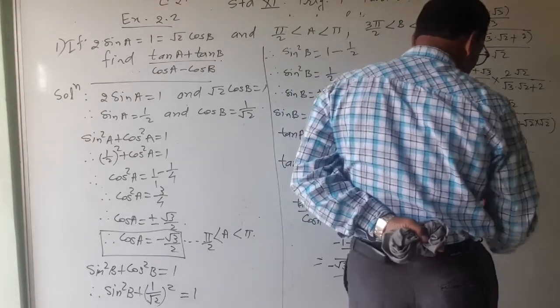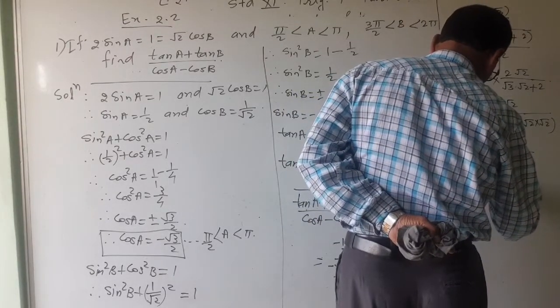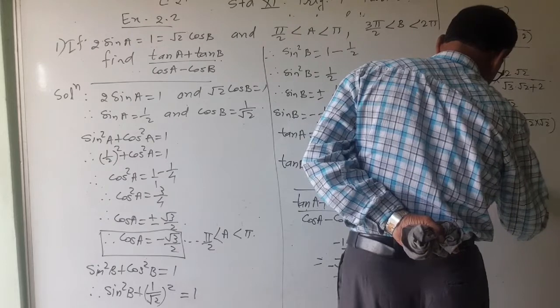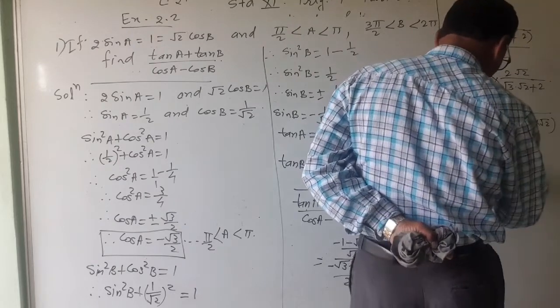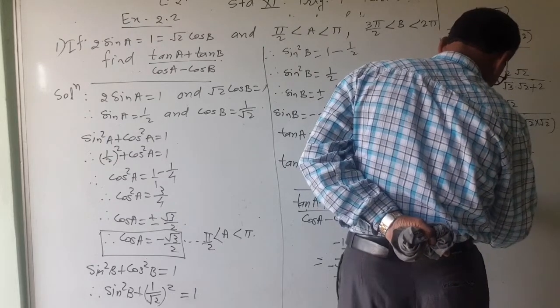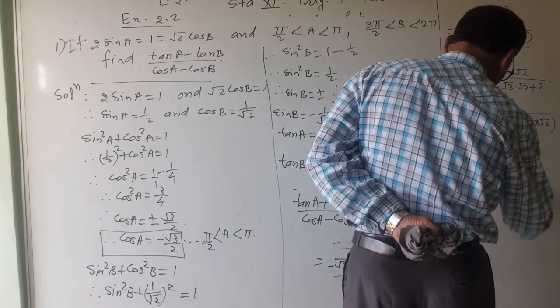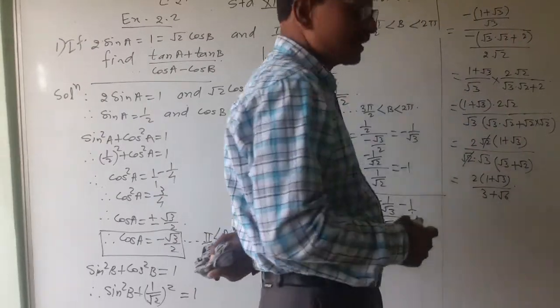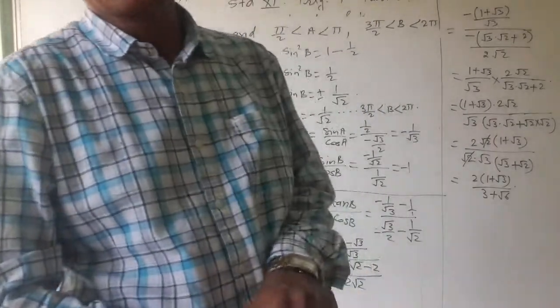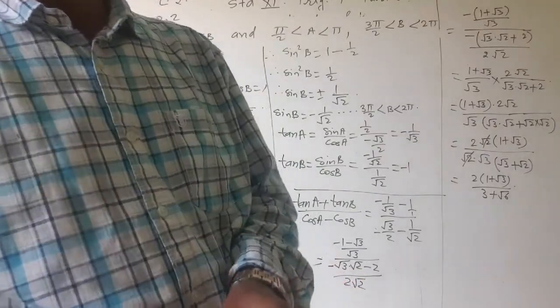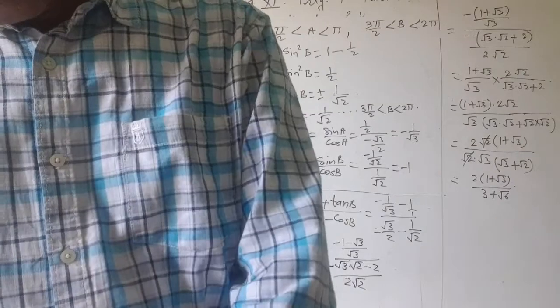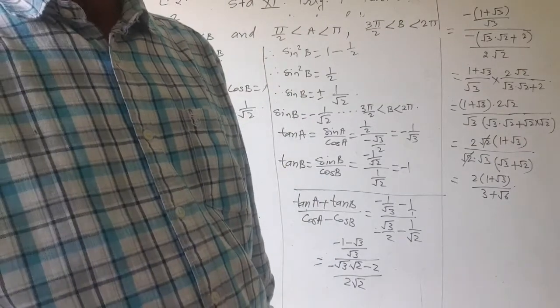So the whole answer is 2 into 1 plus root 3, upon, if you multiply, root 3 into root 3 is 3, plus root 3 into root 2 is root 6. Afterwards you can rationalize, but this is the final answer. Hope that you have understood this. In the next subsequent lectures we will take other questions.